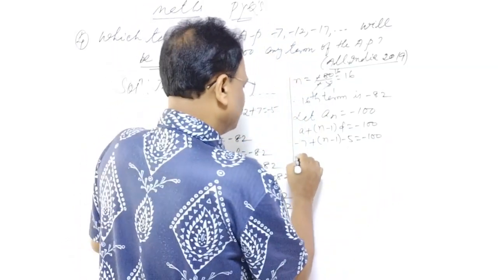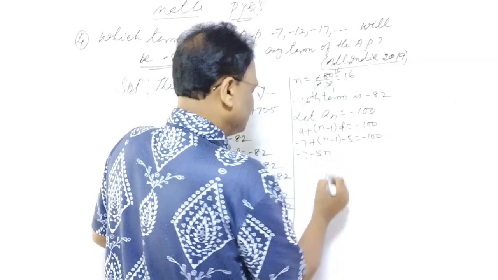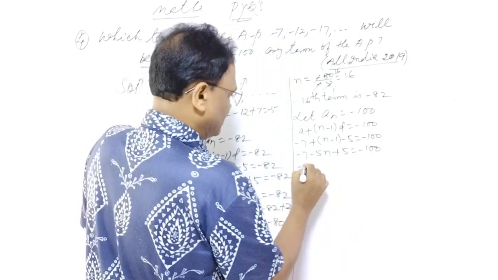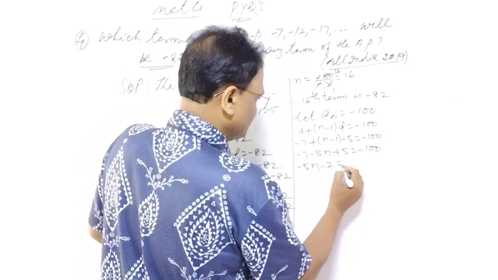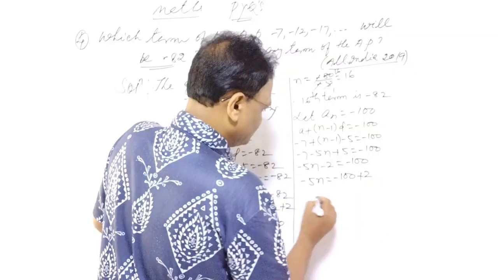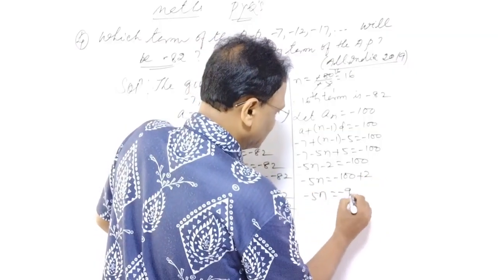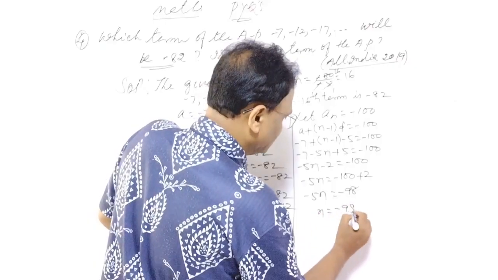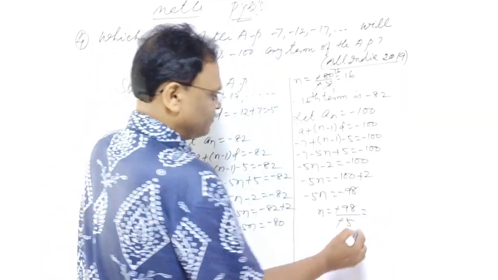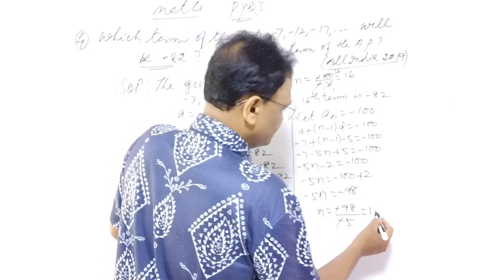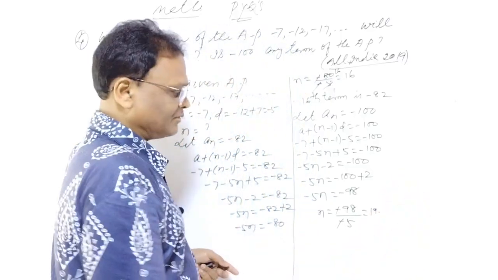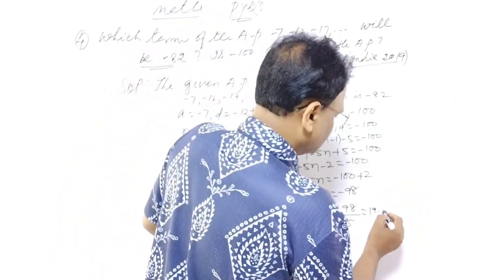Further simplification gives minus 7 minus 5n plus 5 equals minus 100, or minus 5n minus 2 equals minus 100, or minus 5n equals minus 98, or n equals minus 98 divided by minus 5. The minus signs cancel. Dividing 98 by 5, 5 times 19 is 95, and 3 remain, giving 19.6.